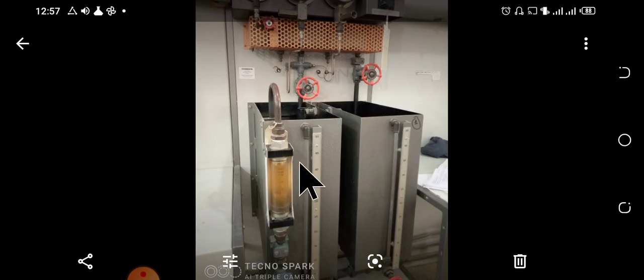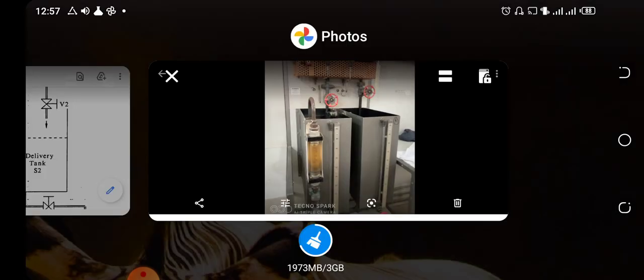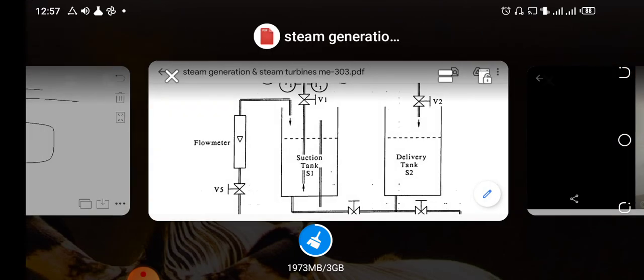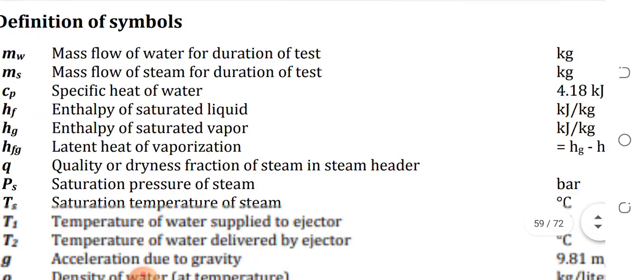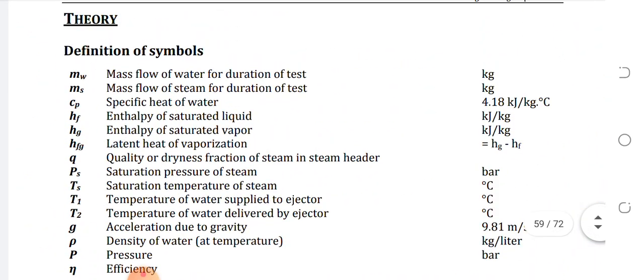In the suction tank we only have incoming water, but in the discharge tank we also have a mass of incoming steam, because steam is mixed with the water. So this is the calculation, a simple calculation. By using this simple calculation we calculate the efficiencies of nozzles, and if we suppose it as a heater, then we calculate it as a heater. Okay, now these are the parameters.